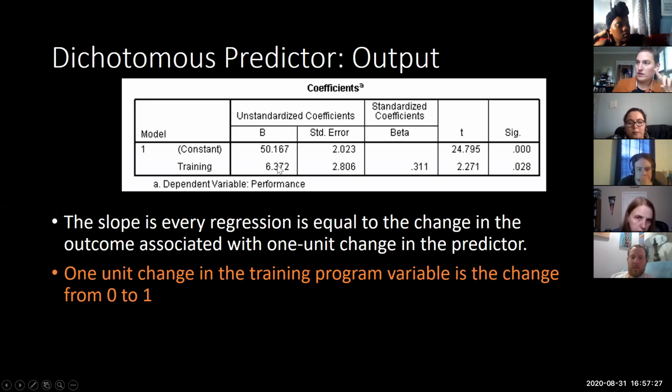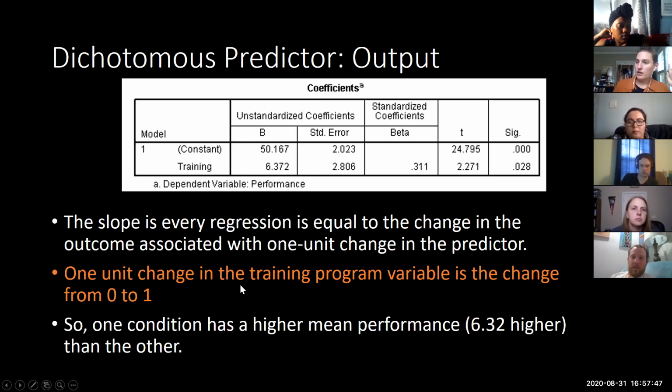And the slope here in any regression is equal to the change in the outcome associated with a 1-unit change in your predictor. A 1-unit change in my training program is easy because that's just going from one group to the other group. I'm going from group 0 to group 1. So one condition is going to have a higher mean performance than the other. That's what this training variable means, this coefficient.